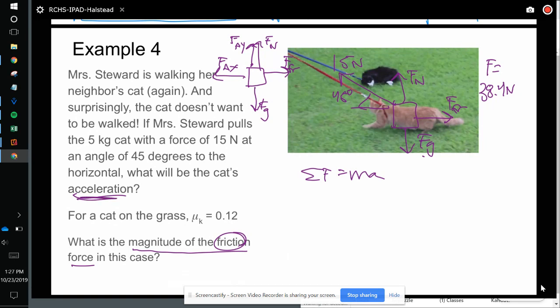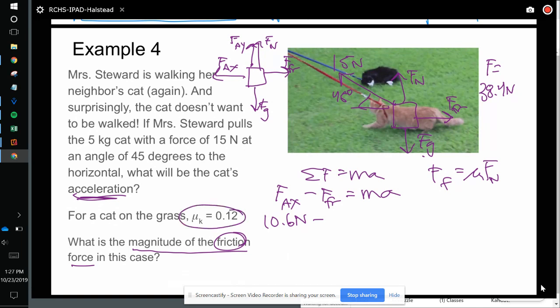acceleration here. Net force in the x direction is the applied force in the x direction minus the friction force, and that's going to be equal to mass times acceleration. Applied force in the x direction we found to be 10.6 newtons minus the friction force, which, remember, friction force is equal to mu times the normal force. So mu in this case was 0.12, so we're going to plug that in, 0.12.